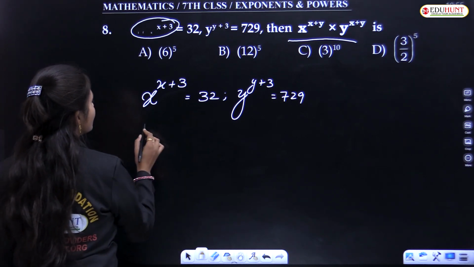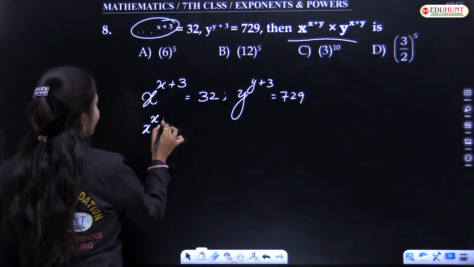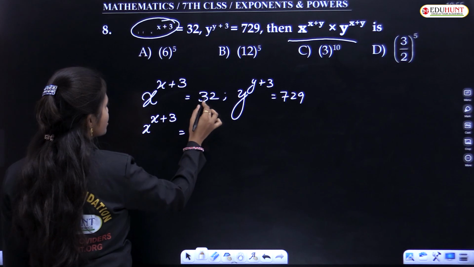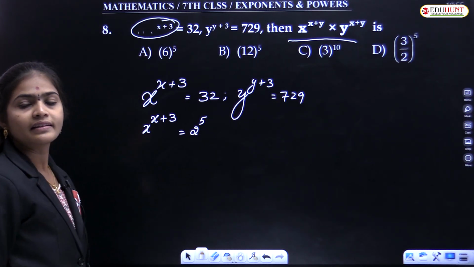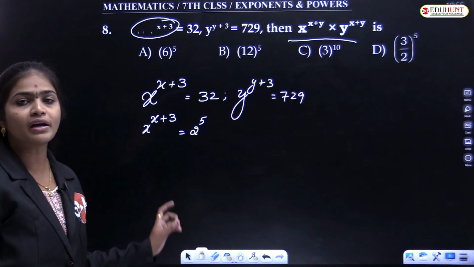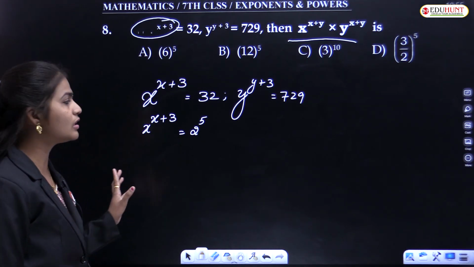So here 32 is there, we can write that as x power x plus 3 is equals to 32. We can write 32 as 2 power 5. Why? Because the value of 2 power 5 is equals to 32.